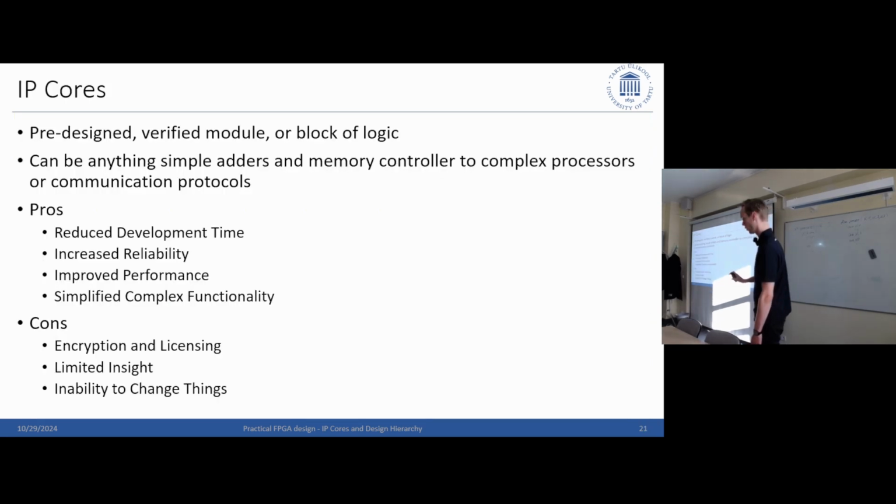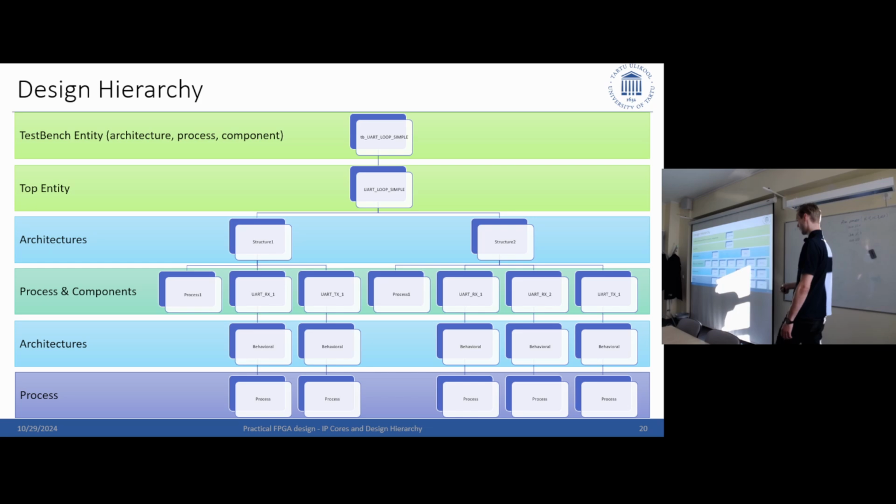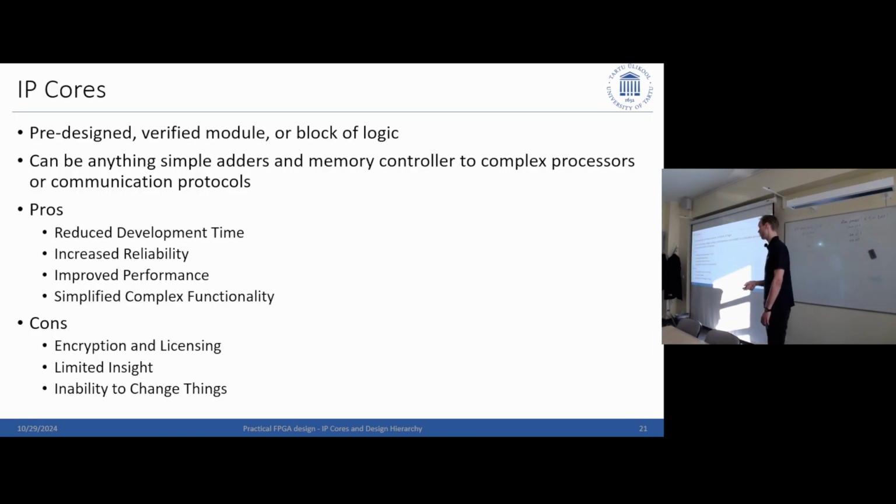Now we come basically to IP cores, which can be an entire design hierarchy in itself. An IP core is a pre-designed, well-verified module or block of logic. I'm also going to come to different types of IP cores. We will mostly work, I think, with soft IP cores. We'll see if we have anything else, and basically it can be anything.